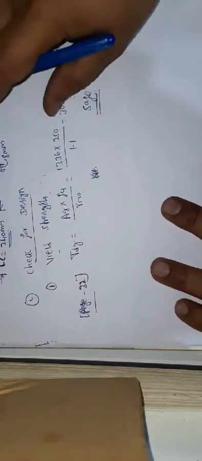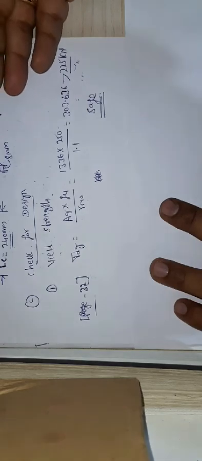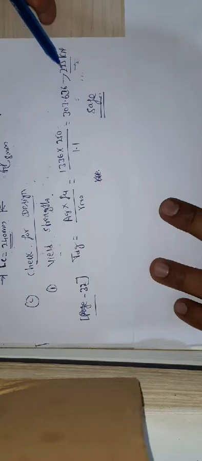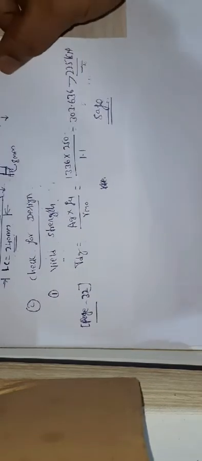So I calculated for my selected sections. The yield strength I got is 303.636. So it is greater than the factored load. Hence it is safe against yielding.